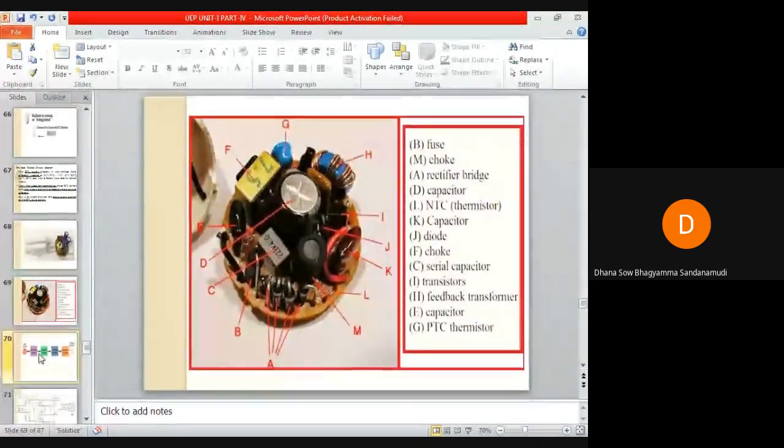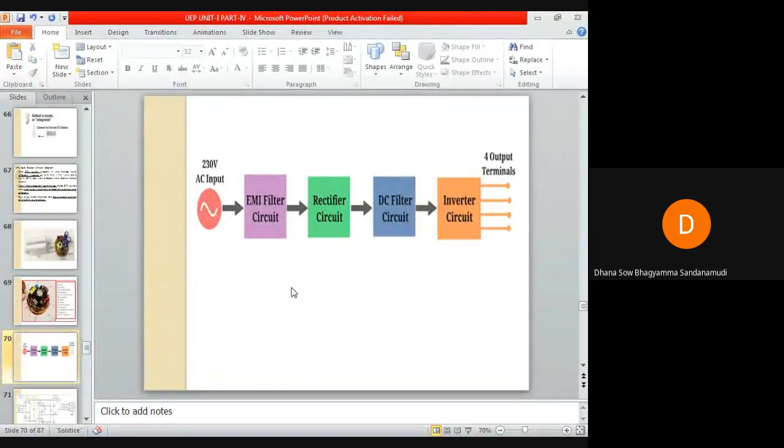So this is the circuit block diagram for the ballast circuit of any manufacturer. Whoever may be the manufacturer, the block diagram of the ballast circuit will remain the same, it will not change.